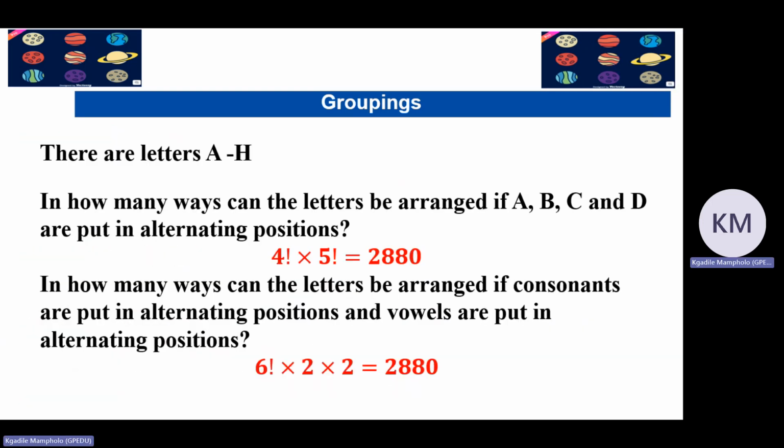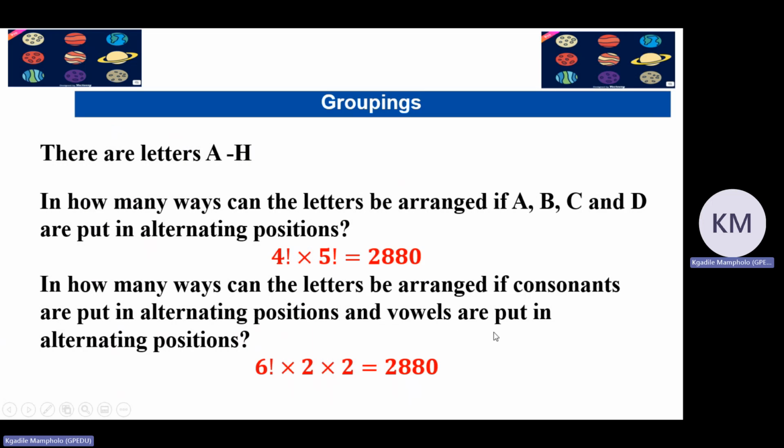Here's the explanation. In how many ways can the letters be arranged if A, B, C, and D are put in alternating positions? Now A, B, C, and D are now a group. Then we'll be left with 4, which is E, F, G, and H. Then we say 4 plus the group, which is made up of A, B, C, and D, because they're put together. Now you are changing 5 things here, which is the group plus 4, which are not grouped.